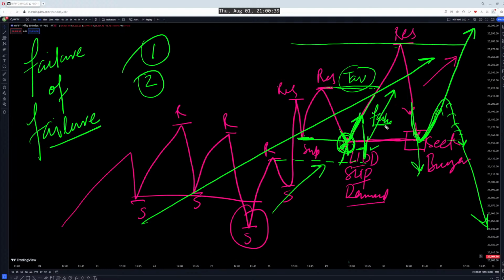So the failure of making a high takes the market down, and the failure of going down takes the market back up again. And I call it the failure of the failure. So this failure actually failed to push the market down. That's why it went up again. So remember this thing as well.